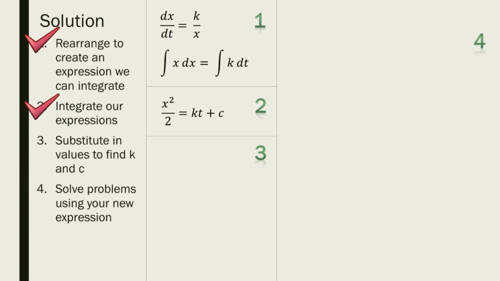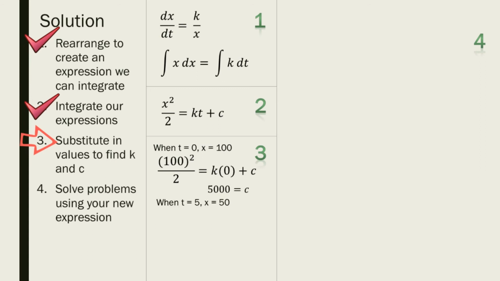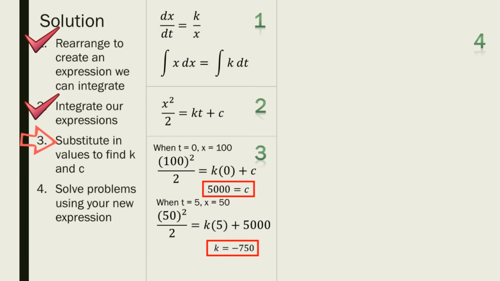We're going to substitute values in to find k and c at this point. We're told that when t equals 0, x equals 100. When I put those in, I'll get 100 squared over 2 equals k times 0 plus c. That gives me c equal to 5,000. And when t is equal to 5, x equal to 50, using my value of c from 5,000 that we worked out previously, I'll get 50 squared over 2, which is 1250. And 1250 equals 5k plus 5,000. When I rearrange all that, I'll get k equal to minus 750, and there are my two values for c and k.